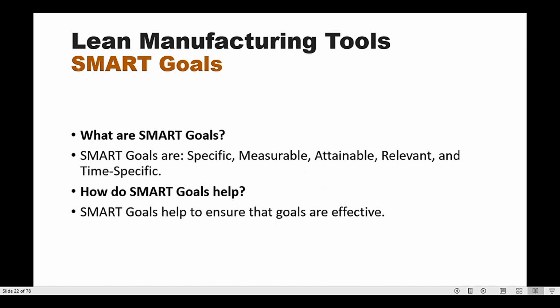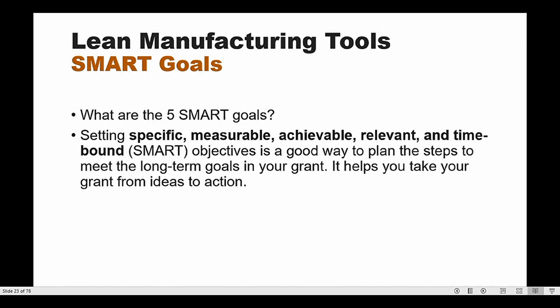How do SMART goals help? SMART goals help to ensure the goals are effective. What are the five SMART goals I have discussed in the last slide? Setting goals that are specific, measurable, achievable, relevant, time bound. Objective is a good way to plan the steps to meet the long term goals in your grant. It helps to take your grant from ideas to action. You can convert ideas into action by setting SMART goals. They can be short term goals, medium term goals, and long term goals.